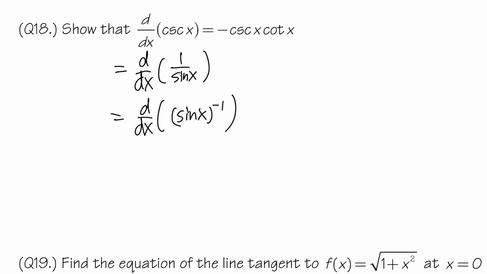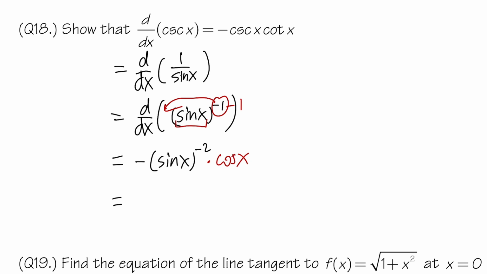Once you have this, you can then use the power rule, bring the negative 1 to the front and minus 1. So we have negative. Inside is still sine x. Negative 1 minus 1 is negative 2. Then multiply by the derivative of the inside. Derivative of sine x is cosine x.